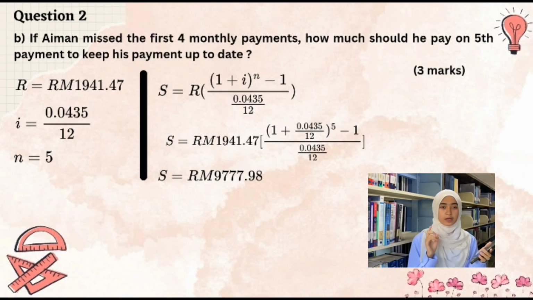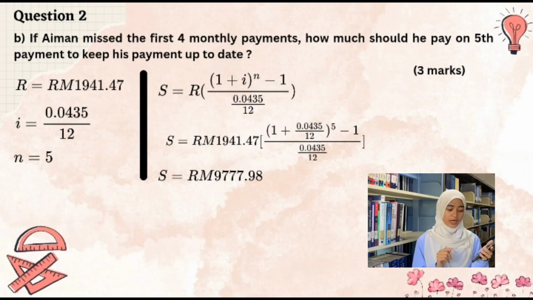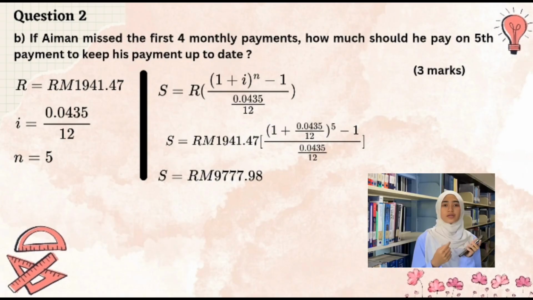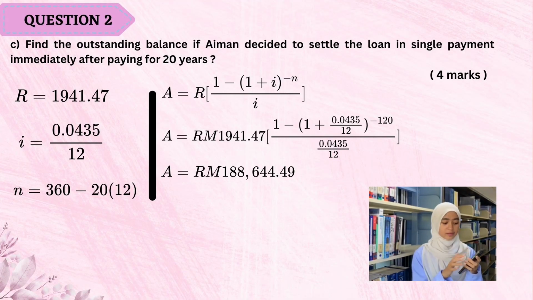It was RM1941.47, and for i, 0.0435 divided by 12. For n, we take 5 because in the question he wants the 5th payment, and put it into the formula, and the final answer you will get is RM9777.78.